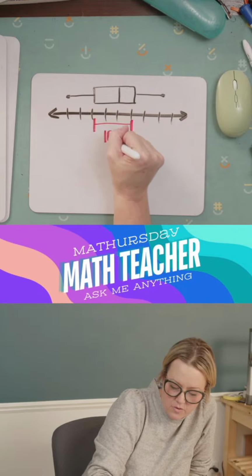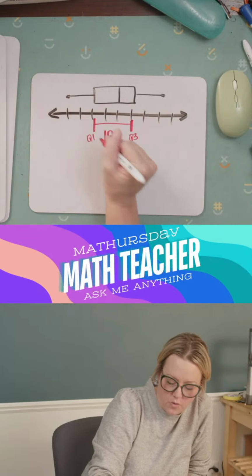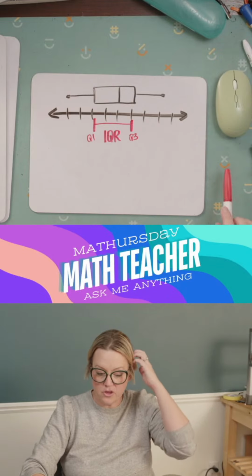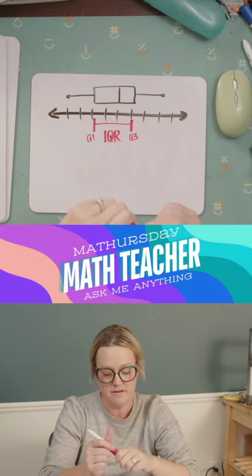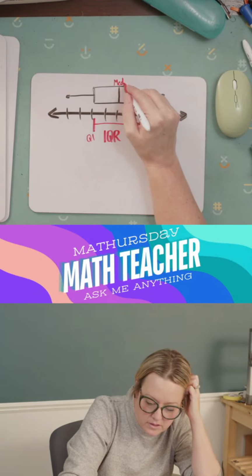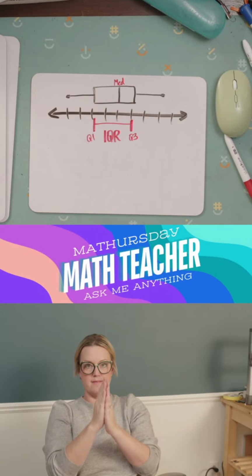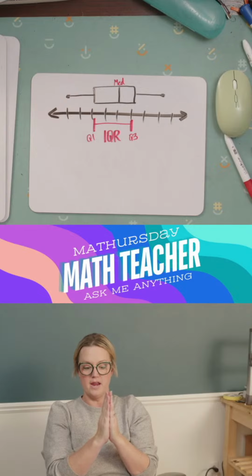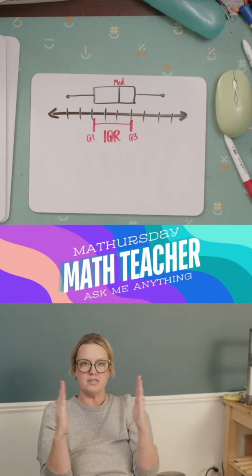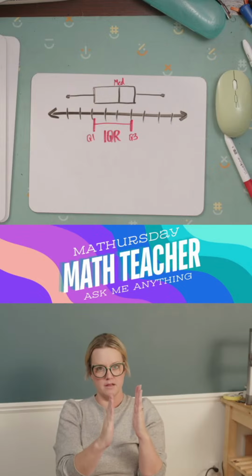This is your IQR. It's your Q3 minus your Q1. And this is your median. We've got our median here, it's your Q2. Your median is the value that's physically in the middle of all of your data, right? So IQR is a measure of spread, how far spread it is from the middle of your data.